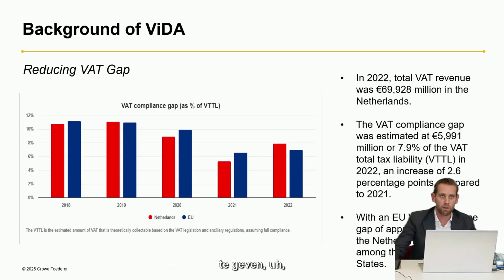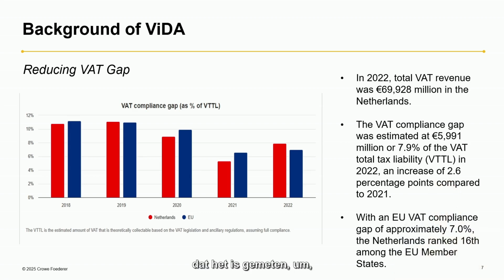Now, to give you a concrete example, here you can see a visual showing the VAT gap in the Netherlands from 2018 until 2022. 2022 is the last year that it was measured. But in 2022, the VAT gap was approximately 6 billion euros, and the total VAT collected was approximately 70 billion euros annually. And this VAT gap represented approximately 7.9, almost 8% of the total VAT tax liability. And the Netherlands is the 16th amongst EU member states when it comes to the VAT gap.